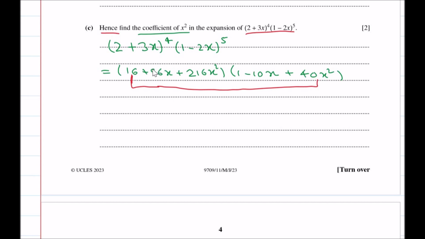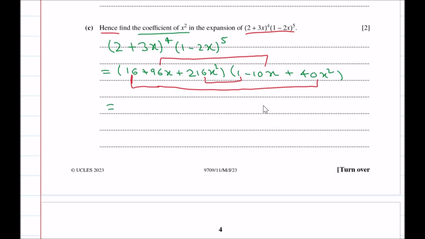So here we need to multiply with 40x square. Now the next term is 96x. So 96x must be multiplied with minus 10x to get a term with x square. Now 216x square must be multiplied with 1 here, right? So this is how we are going to multiply and simplify. So let's do.